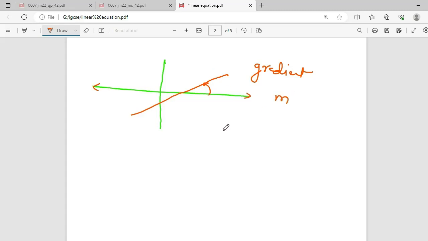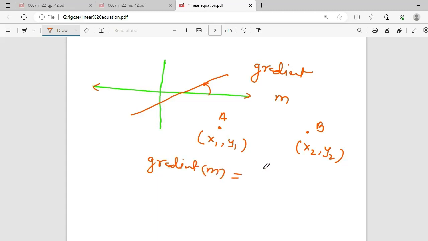So if two coordinates are given, suppose there is a point A and consider there is another point B, and we have a coordinate x1 comma y1, another coordinate x2 comma y2, and we have to identify the gradient. In that scenario, gradient can be denoted by m as well. So gradient is equal to always y2 minus y1, okay, upon x2 minus x1. So this is our gradient for the two-point form.